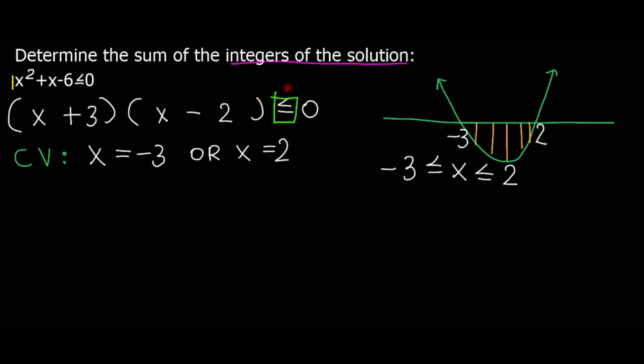So now let's answer this part. Determine the sum of the integers of the solution. Remember the sum means we add, and then the integers refer to the positive and the negative numbers, but not the decimals. So our solution gives us values between -3 and 2, actually from -3 to 2. So we look at the integers that are from -3 to +2.